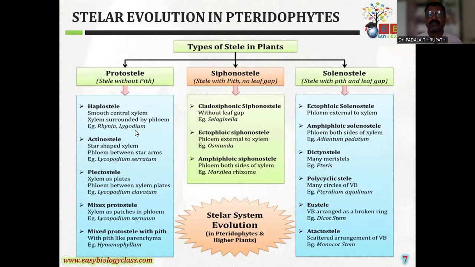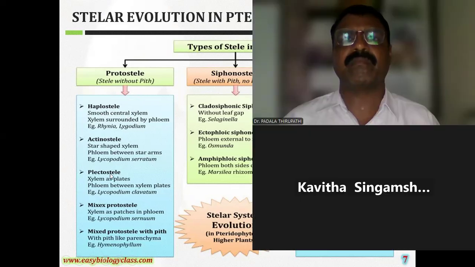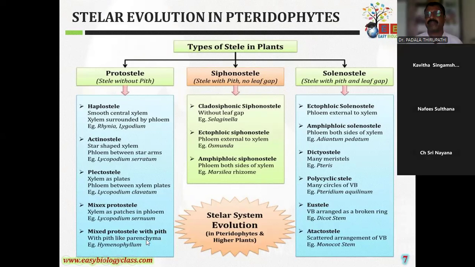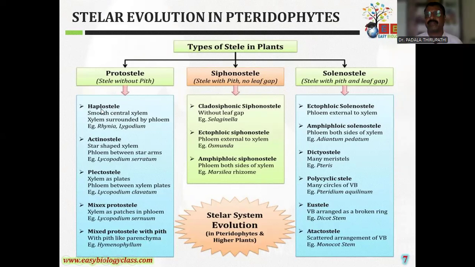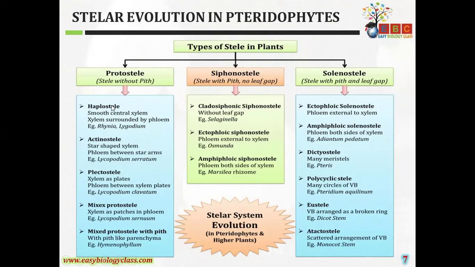So among this protostelic condition, there are 5 different types of steles. One is called haplostelic condition, actinostele, plectostele, mixed protostele, and the mixed protostele with the pith region. This is an exceptional case. Now, haplostelic condition, this is the condition where the xylem will be in the center and it is surrounded by the phloem. So we can see it in examples called Rhynia and Lycopodium. So these examples are very, very important here. Haplostelic, protostelic condition. The example is Lycopodium and Rhynia.